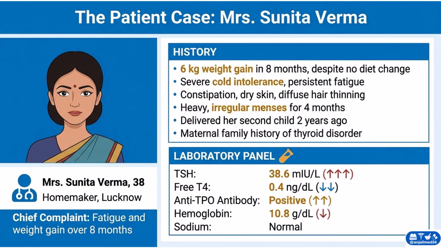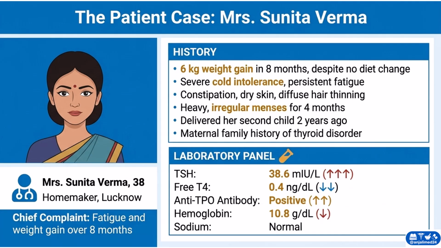Let's apply these concepts to a real clinical case. Meet Mrs. Sunita Verma, a 38-year-old homemaker who presents with fatigue and a 6 kg weight gain over the past 8 months, despite no significant changes in her diet. She also reports severe cold intolerance, constipation, dry skin, diffuse hair thinning, and heavy, irregular menstrual cycles. Her family history of thyroid disease further raises the suspicion of hypothyroidism.